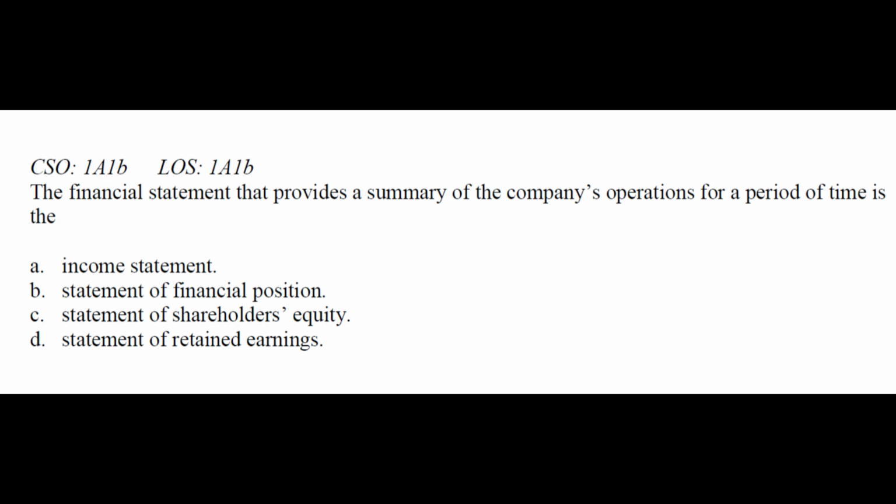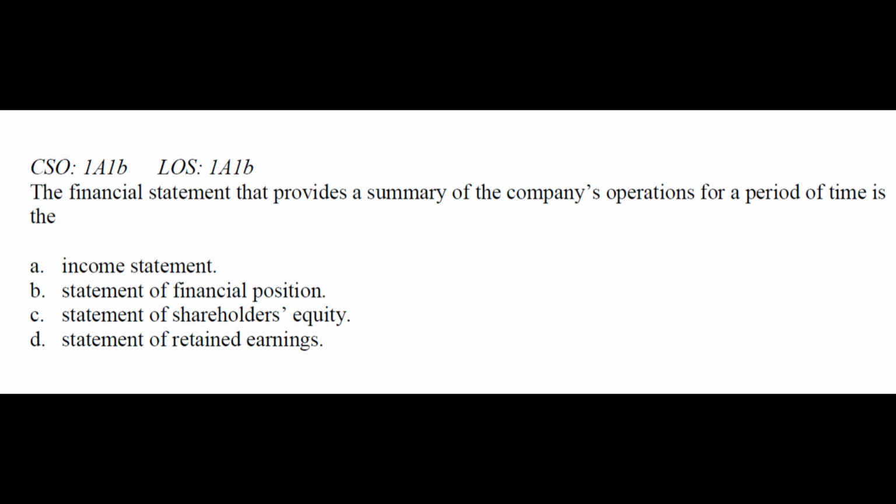A. Income statement. Correct. The income statement, also called the statement of profit or loss, summarizes the company's revenues, expenses, gains, losses, and net income over a reporting period. It measures operating performance and profitability, making it the correct answer. B. Statement of financial position. Incorrect. The statement of financial position, balance sheet, reports assets, liabilities, and shareholders' equity at a specific date, not the results of operations over a period.